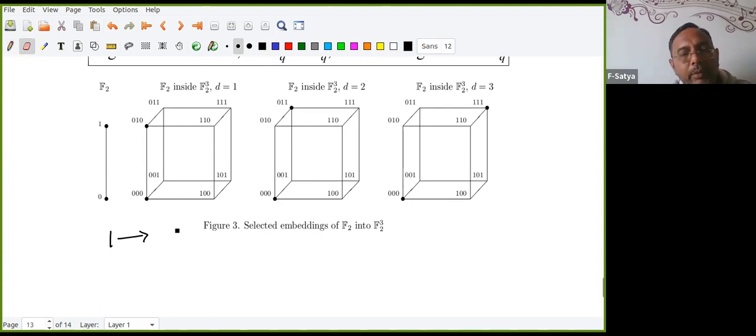Now 1 is mapped to 0, 1, 1. Correct? Okay, that means the generator matrix is 0, 1, 1. So I multiply by 0, I'll get 0, 0, 0. I multiply by 1, I'll get 0, 1, 1. Now what is the distance between those two code words? These are the code words in this particular problem. This is the generator matrix. Right, now the distance suddenly becomes 2.